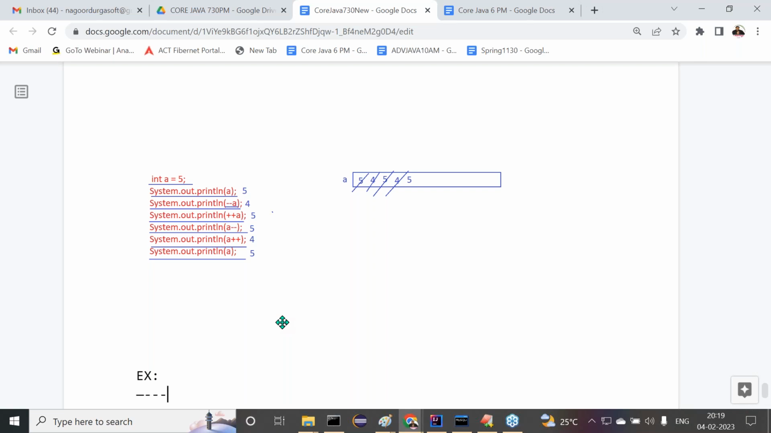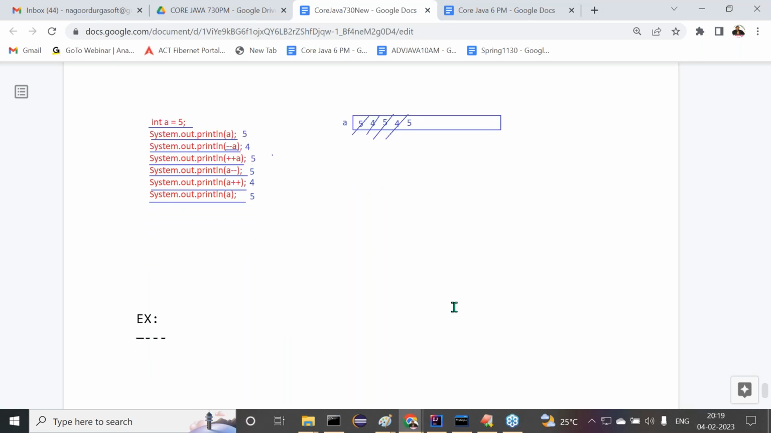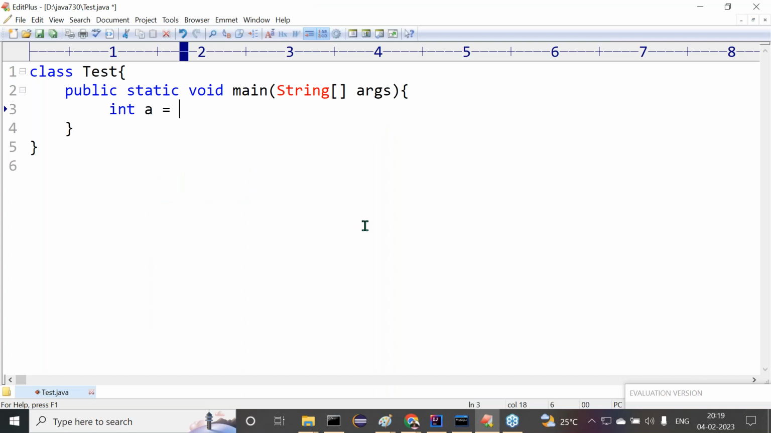I think all of you are getting clarity on these examples now, right? Let's move on to the next example. Now try to understand this. Very simple example, easily we can find the answer for it. Int a is equal to 6. System.out.println of ++a + a-- - a.